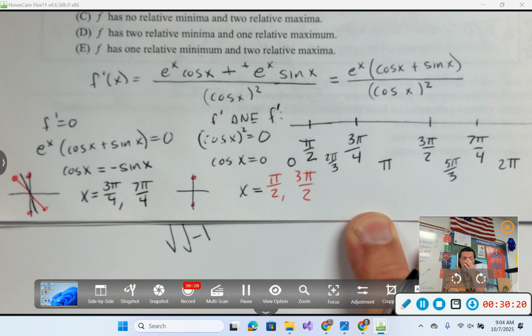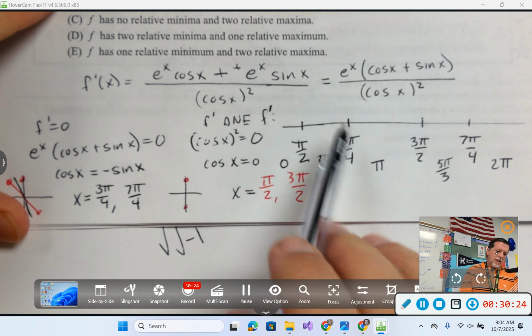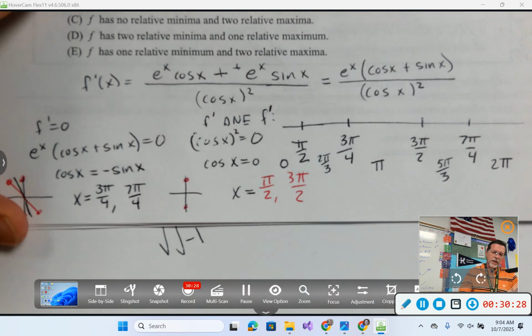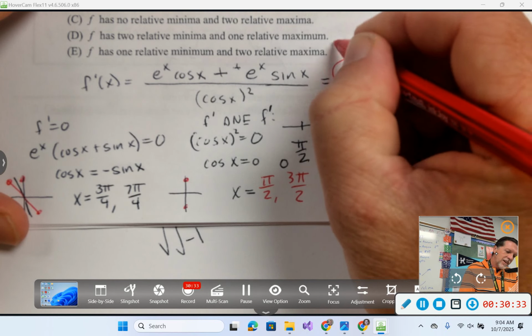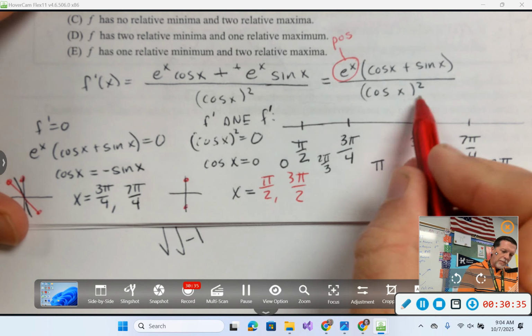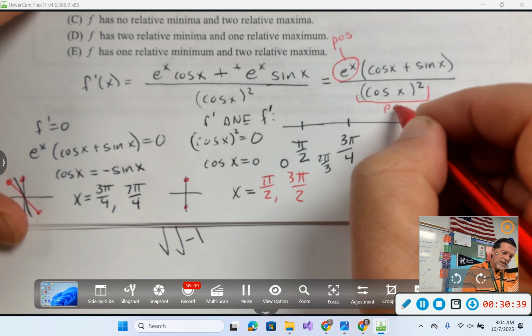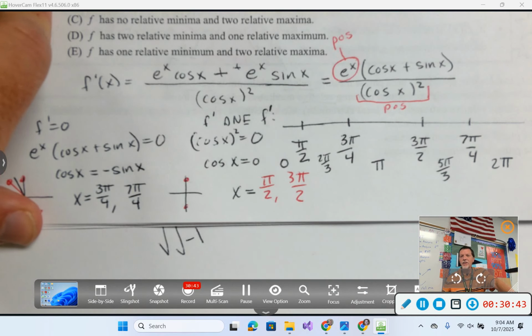Oh, this is going to be a pain. But we look at our f prime. We're only concerned about signs. What's the sign of e to the x? Always positive. And what happens when we square something? What do we get? Positive. So it's ugly, but the only thing I'm concerned with is cosine of x plus sine of x, whether that's positive or negative.